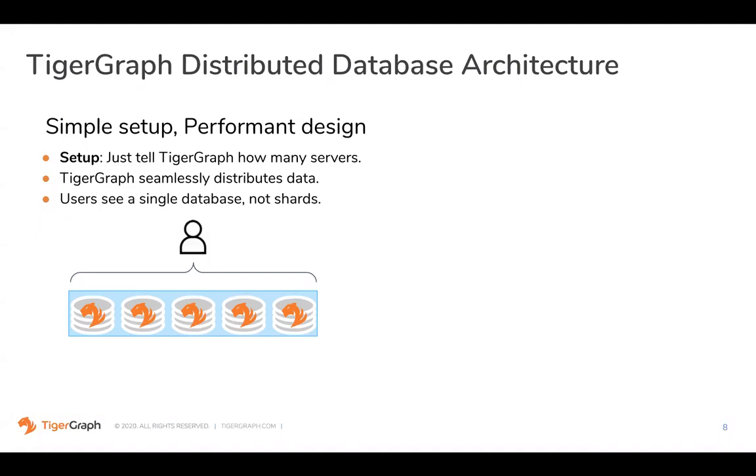Now, from an architecture perspective for deployment, we have simplified that a lot. From a user perspective, it's very simple. When you need to set up a machine, you just have to figure out how much hardware you have, how many servers you need to distribute data. Once you set that up, just tell the TigerGraph system through the installation how many servers you have. TigerGraph seamlessly distributes the data.